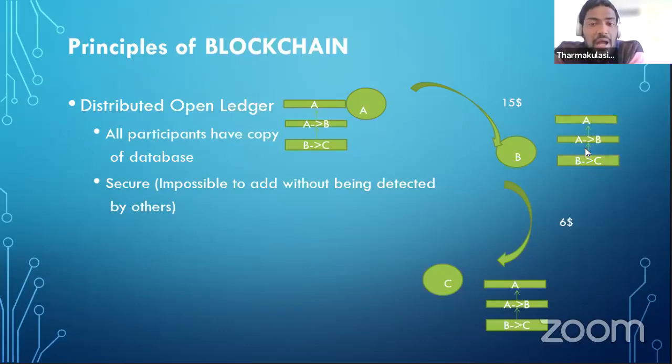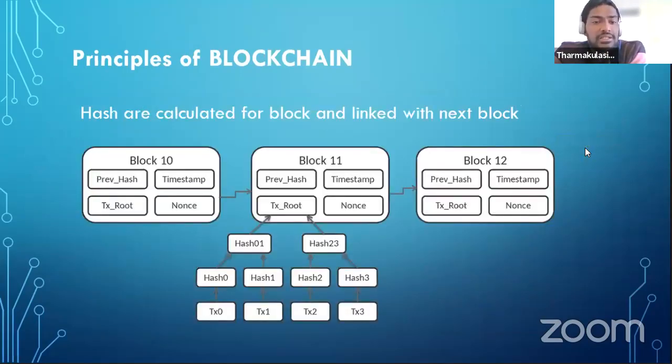So this is the open ledger, and the same copies are available in all the nodes. That's why it's distributed. So even if one tries to change some values in A's node, B and C can identify it. It's almost impossible, very hard, to change all the nodes. That's why it's secure. You cannot add anything without being detected by others.